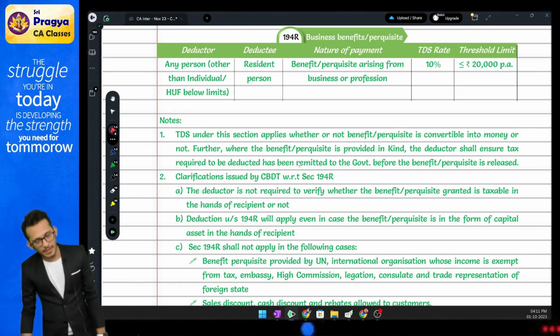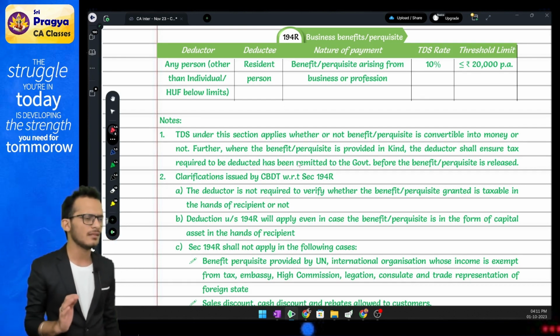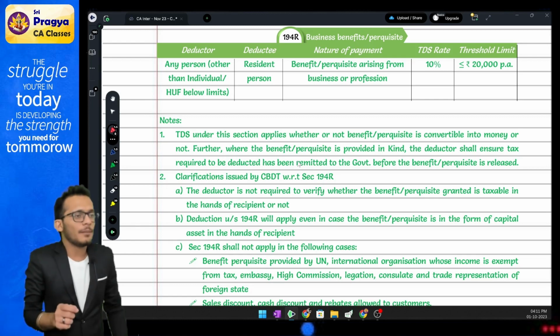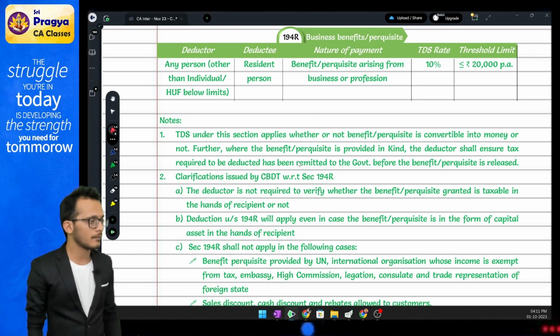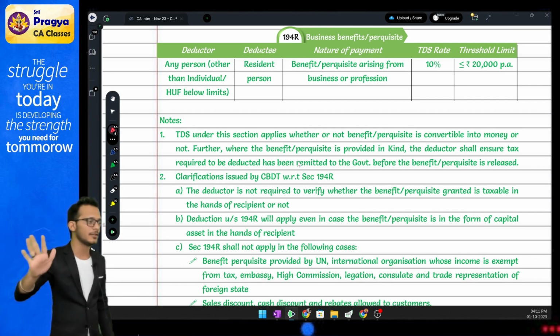Rahul, how to value this benefit? They're simply saying that the value of the benefit is FMV. If you are manufacturing it in-house, then it is your own cost. If you're going to buy it from outside, then it's the price at which you bought it.